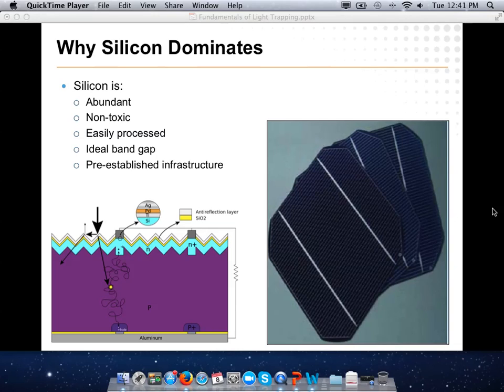How do you make a solar cell at the end of the day? Have you talked about that much? Okay. So this diagram here is fairly familiar to you guys.